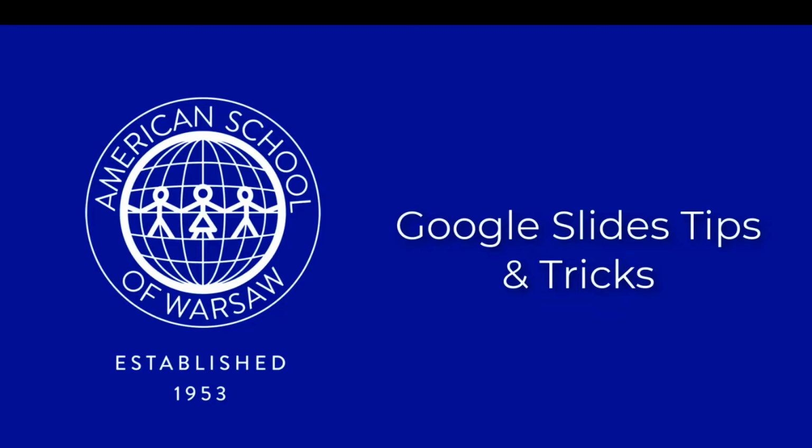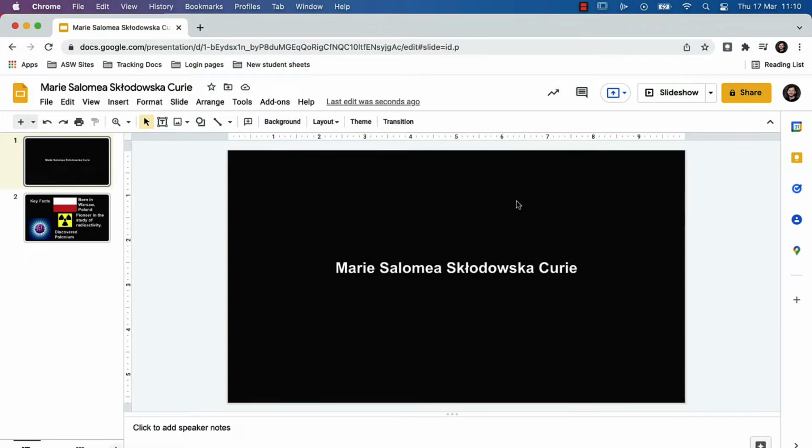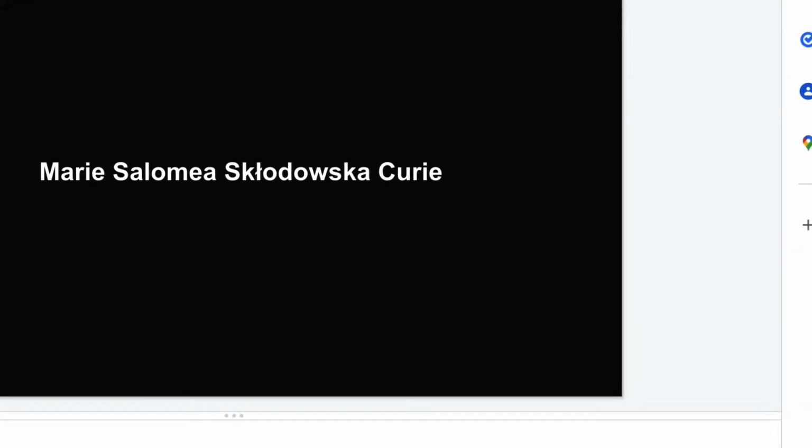This week I want to share a few tips and tricks to help you save time and make better presentations in Google Slides. Tip number 1, using the Explore tool to find images and make snazzy layouts super fast. So here I have a presentation about Marie Curie, and all I've managed to get in so far is the title. But if I navigate down to the Explore tool in the lower right, I'm going to get a bunch more options to make this slide come to life.